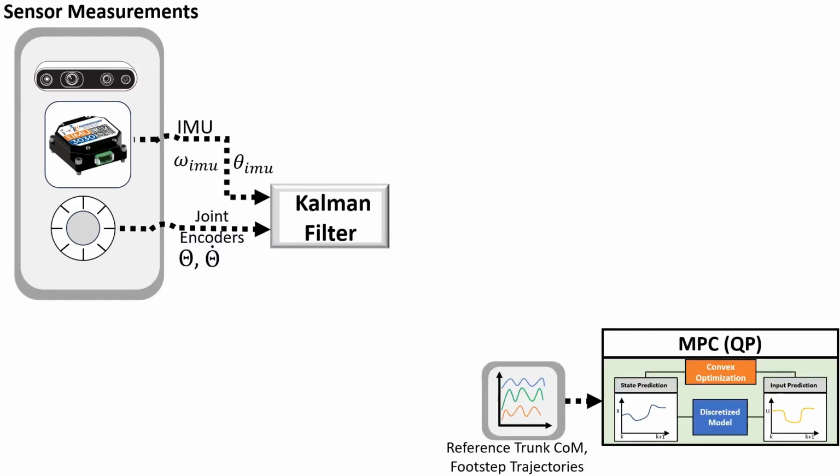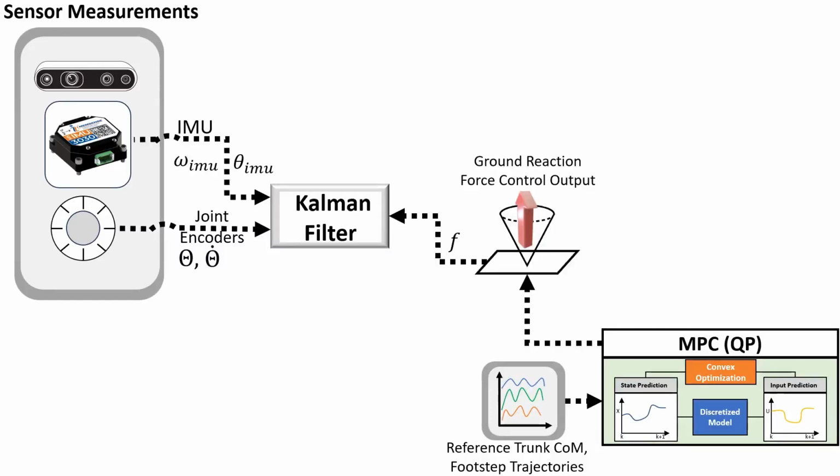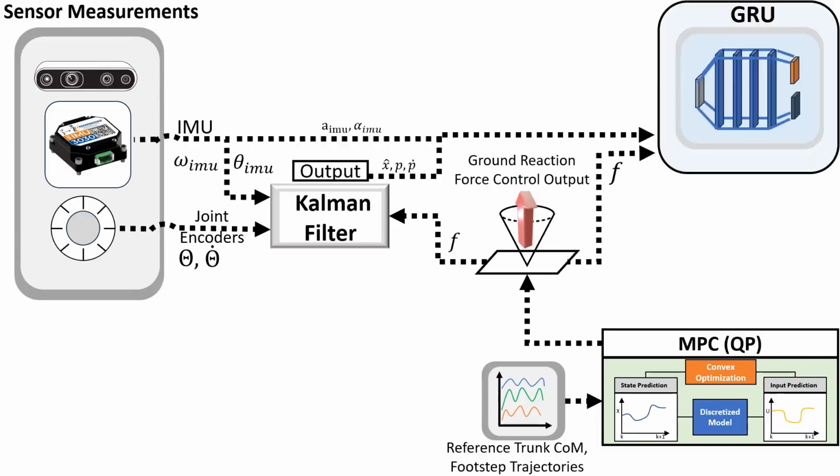We have a MPC which takes as input the reference trajectory and outputs ground reaction forces to follow this reference. These forces are then sent as input to the model equation of the Kalman filter. The output of our Kalman filter along with other variables shown here are sent as input to the GRU.